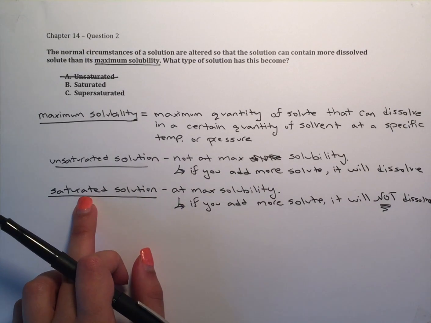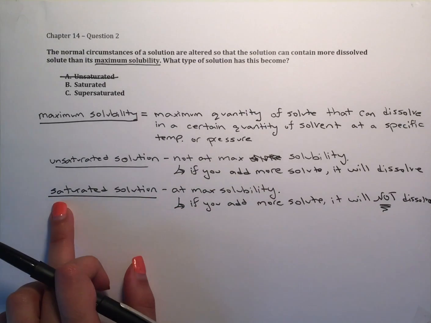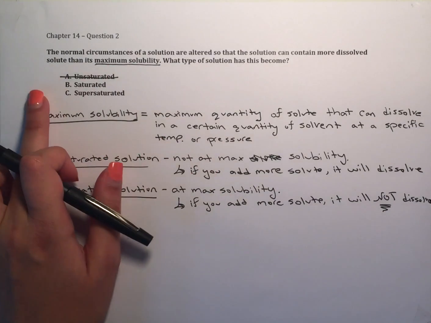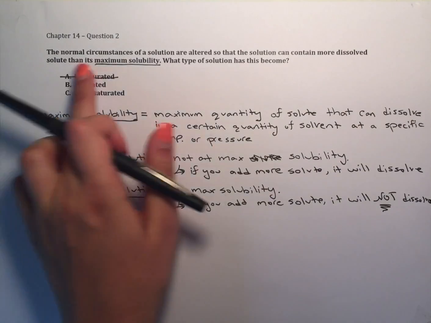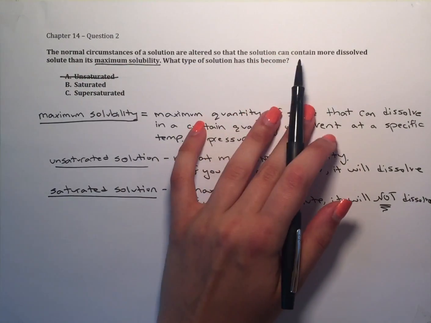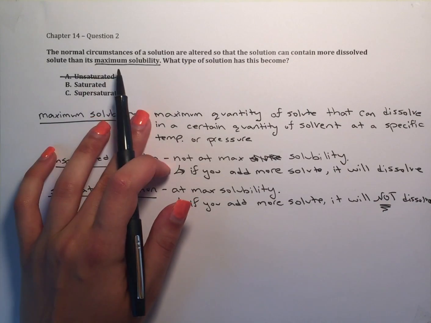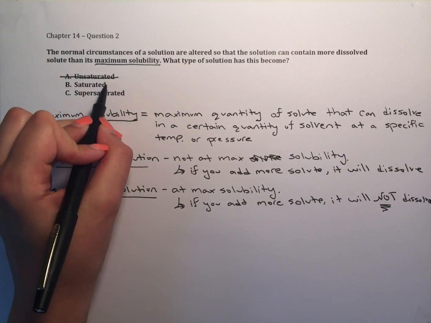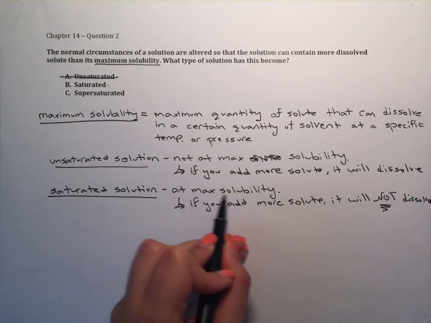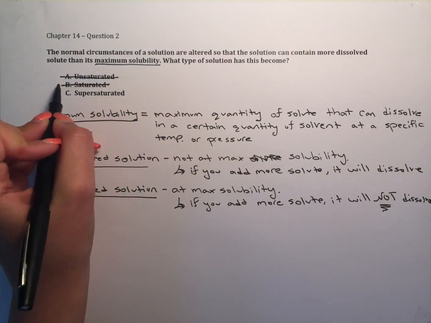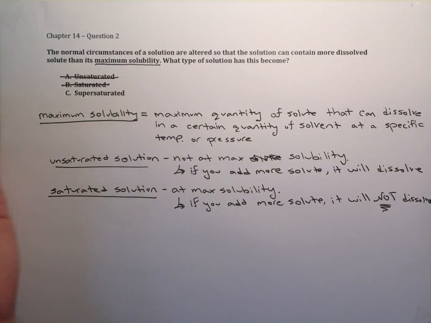So we know now that we have defined a saturated solution as a solution that is perfectly at its maximum solubility, that this is not a saturated solution, because in this question it says that the solution can contain more dissolved solute than its maximum solubility. And in a saturated solution, you don't go beyond the maximum solubility, you stop right there. So now, by process of elimination, we know that the answer is supersaturated, but let's explain why.